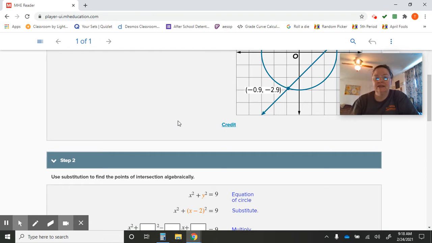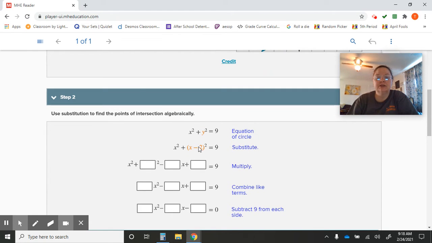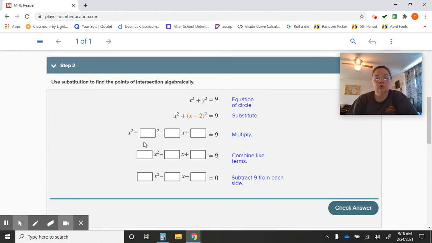To verify that that is the actual spot where it's going to happen, we're going to substitute x minus 2 in for y into our equation of our circle. So we're going to have x squared plus (x minus 2) squared equals 9. Multiplying this out, we're going to get x squared minus 2x is minus 4x. Negative 2 times negative 2 is positive 4.